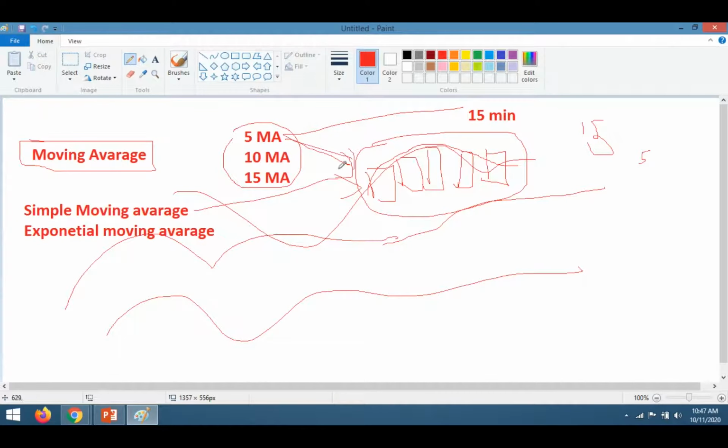So for the 5 moving average, if 10 moving average divided by 10. So don't go into calculations, we don't need calculations. So for your understanding, I'm telling.